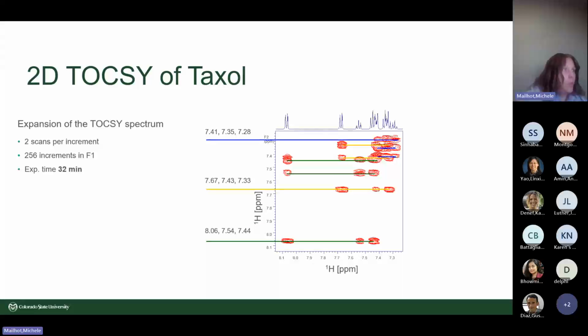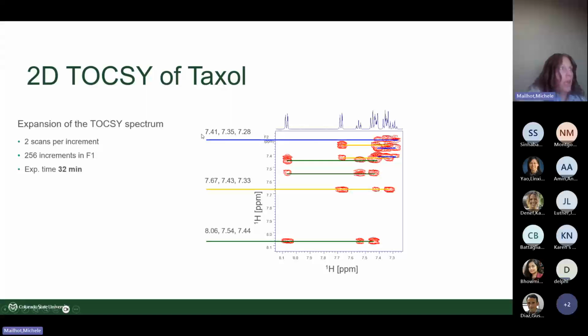So if we look at a subset of the TOCSY data for Taxol, you can see that the green lines are protons at 8, 7.5, and 7.4. Those protons are connected to one another, but they're at least 3 bonds away. They're not connected to anything else, so you don't see any cross peaks, like you wouldn't see a cross peak here. So that's one subset of structure.